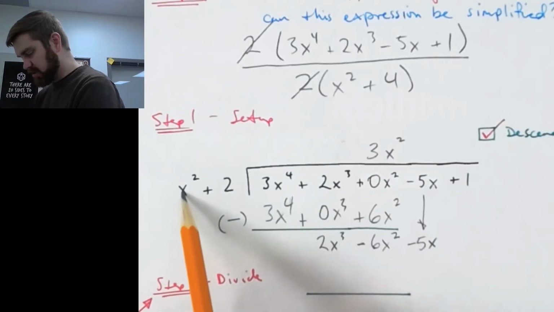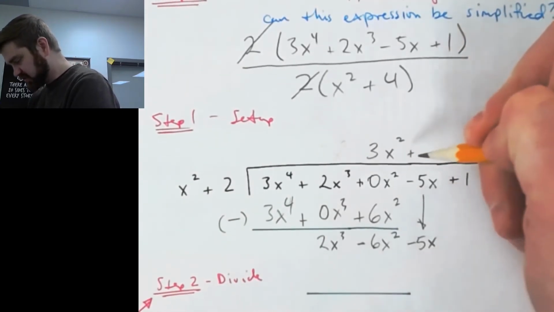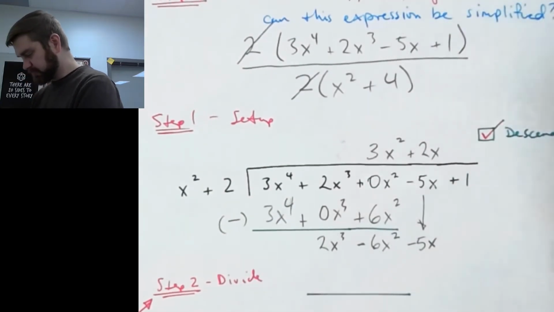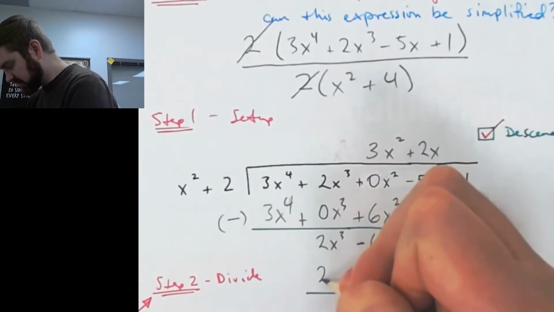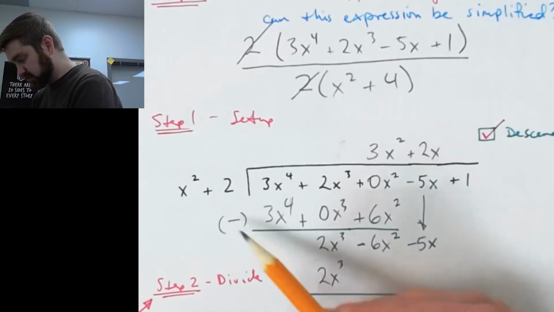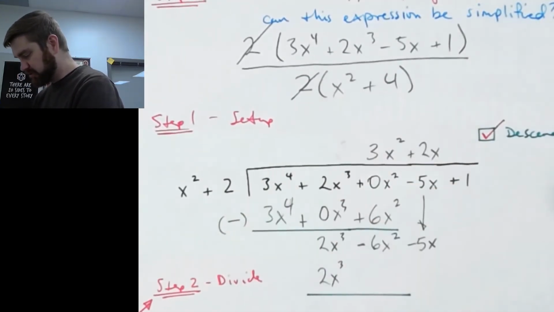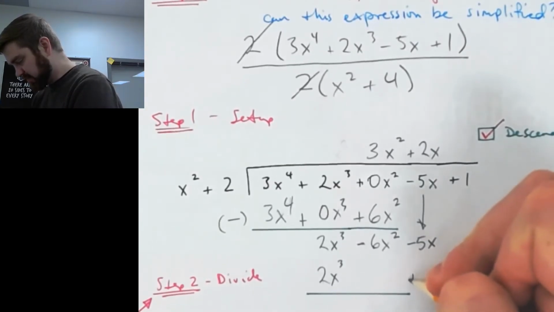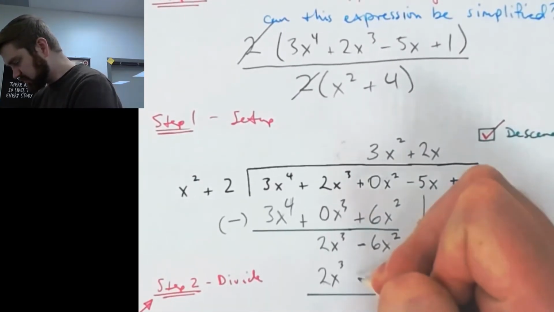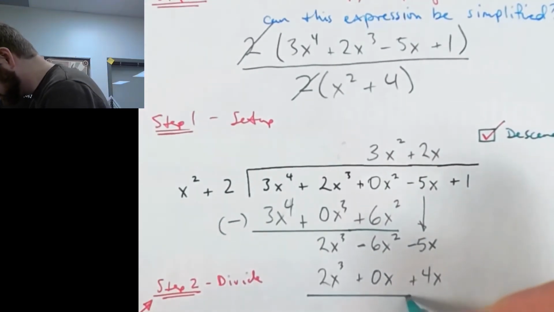All right, so now I got to look at it and go, x squared times something gives me 2x cubed. Okay, and hopefully you can see that it is 2x. And so I'm going to write that down here. So 2x times x squared gives me 2x cubed. 2x times 2 gives me 4x. And I'm going to put a nice placeholder in here.